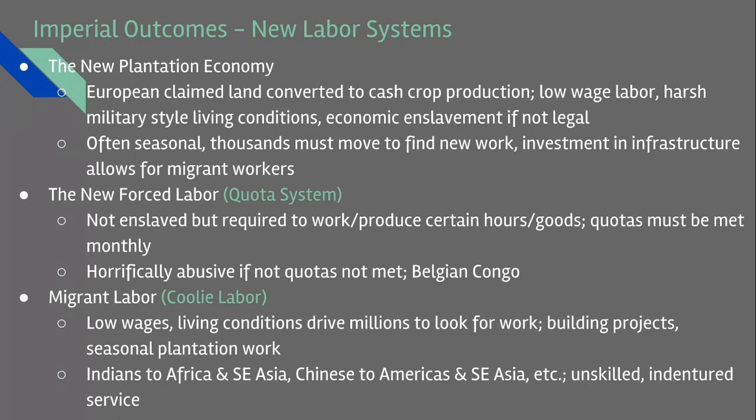Now, by this point in history, pretty much all of the Western European states have outlawed slavery. So slavery is not a legal option here. However, it is an economic option. And the way that these people would be economically enslaved is that once their land was taken out from under them and no other land was available for the traditional subsistence farming, they would be forced onto these large European plantations, working for incredibly low wages, harsh military style living conditions, basically sleeping in barracks.